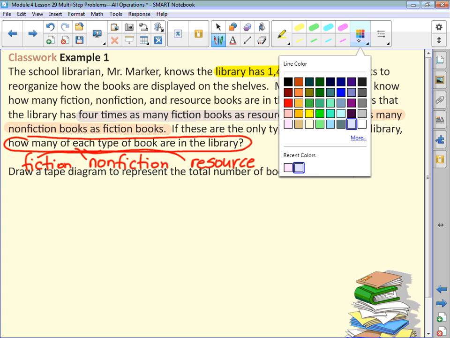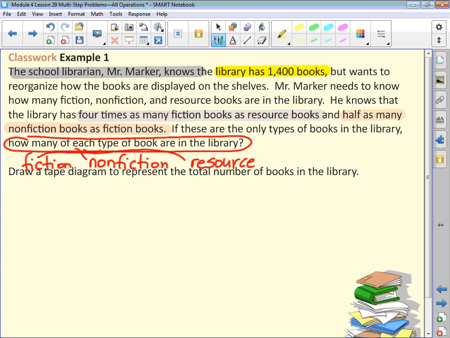So really, if we take a look at these extra sentences, I don't care who Mr. Marker is. We need to know, that's part of our question. Again, reorganizing, I don't care what you're doing with your books. So once we cut through the chase, look at the yellow, the blue, and the pink. That's what we really need to know. So don't be intimidated. I find that they just put in extra words sometimes to check, do you really understand what we're looking for?